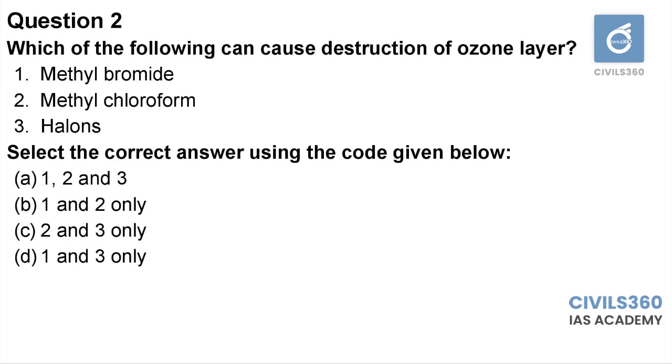So these ozone depleting substances get attached to the ozone in the upper atmosphere, and they split the ozone molecule into individual oxygen atoms, and thereby they cause the destruction of ozone layer. So the answer is option A, 1, 2 and 3.